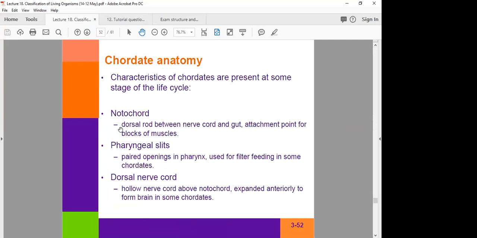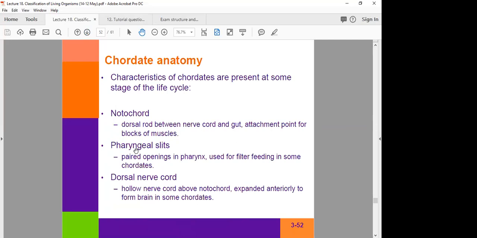So the notochord is a dorsal rod, which is situated between the nerve cord and the gut. Think about your spinal nerve cord and the gut. So it's found in between those two, and it forms an attachment point for blocks of muscles. Some animals retain this notochord as an adult. Other animals lose the notochord, and I'll come back to that also in just a minute.